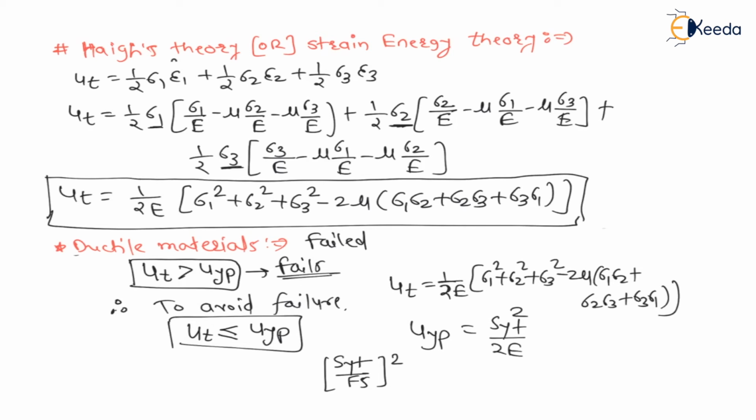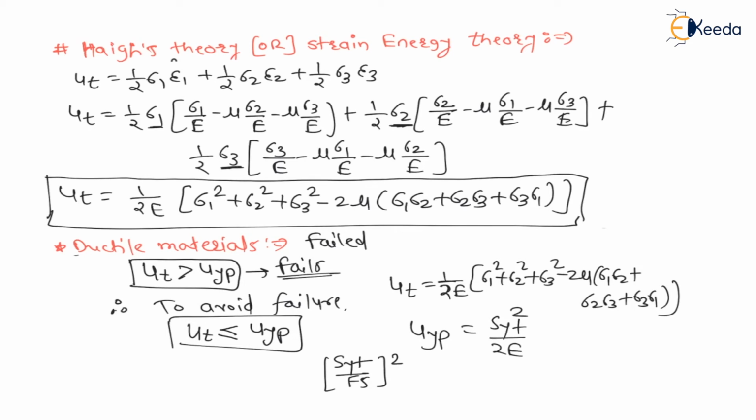Whenever it is SYT square, we have to consider SYT by factor of safety square, right? Because factor of safety is with strength. And here SYT is a strength, yield strength, and here we are squaring the strength. Therefore, while considering factor of safety, we have to consider SYT divided by factor of safety, whole square.